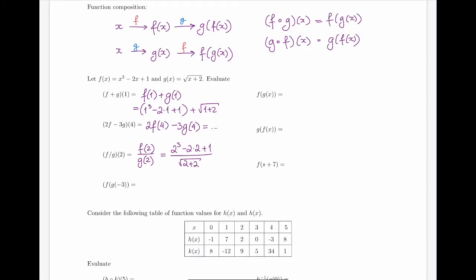Now let's take a look at the function composition here. Okay, so remember what I said earlier, you're going to have to work inside out. So first we're going to have to compute the internal portion, which in this case is g of negative 3. G of negative 3, I'm going to then plug in the negative 3 directly into g, which will give me square root of minus 1, which is undefined.